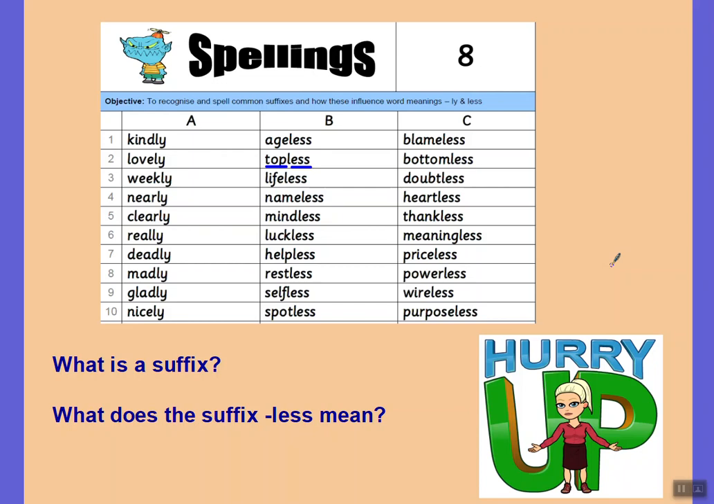Okay, I hope you've got some good ideas that you've told your partner. So the suffix less means without. If you are nameless, then you are without a name. If something is meaningless, that means it is without meaning. And if it is spotless, then there are no spots, which generally refers to something very tidy. So you might say our classroom was spotless after we cleaned it this morning.